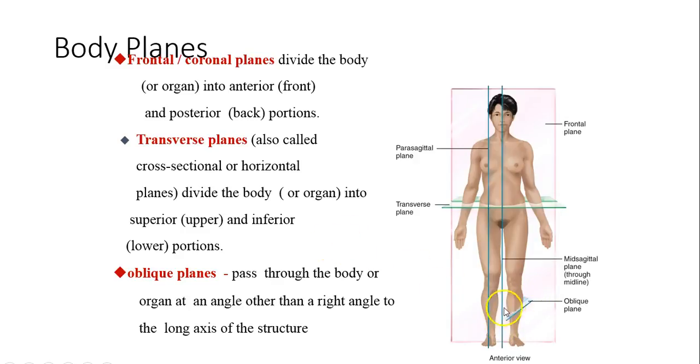And oblique planes pass through the body or an organ at some angle other than a right angle to the long axis of the structure. All of these other planes intersect each other at right angles, but the oblique plane, if you look at the long axis, for example, of this leg, there are no angles here that are 90 degrees.